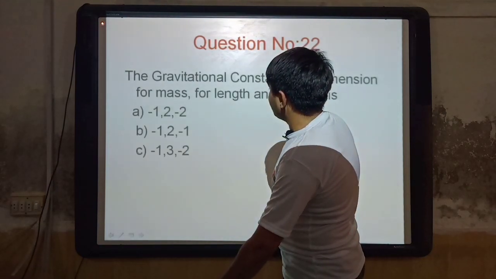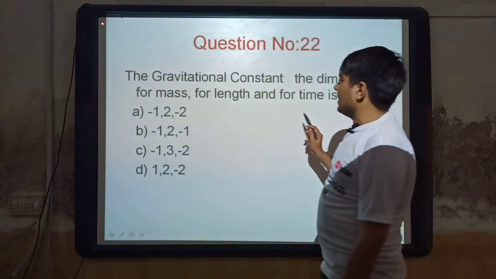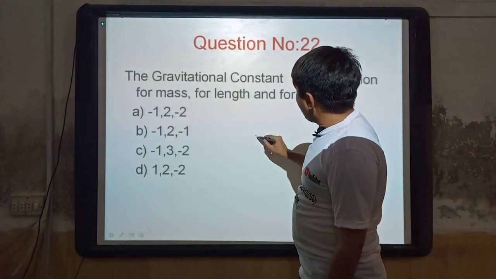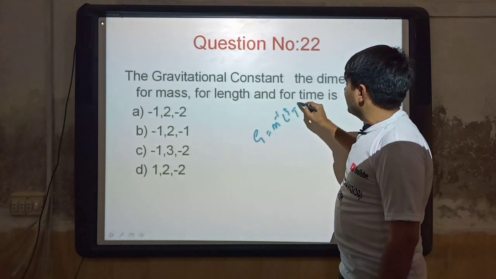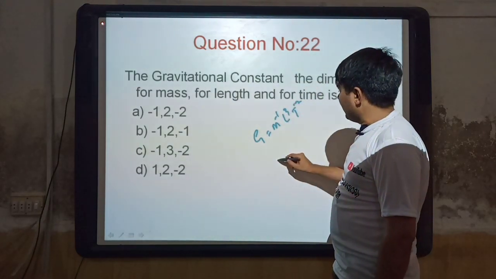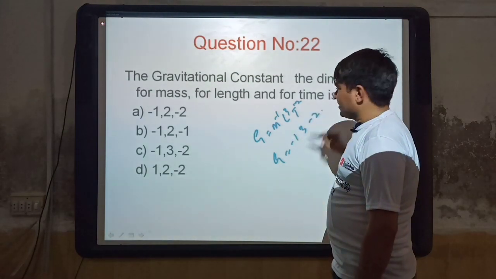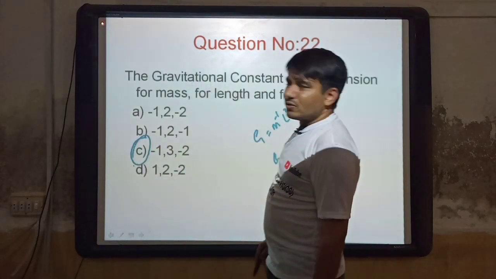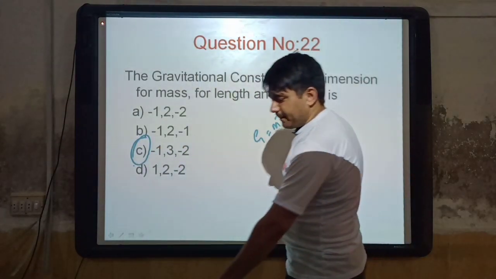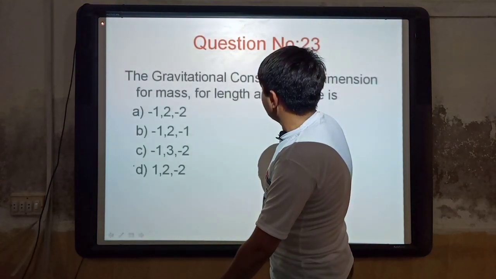The gravitational constant, the dimension for mass, length and time, is M inverse L cube T inverse square, that is minus 1, 3, minus 2. Correct option is C. Another question for you.